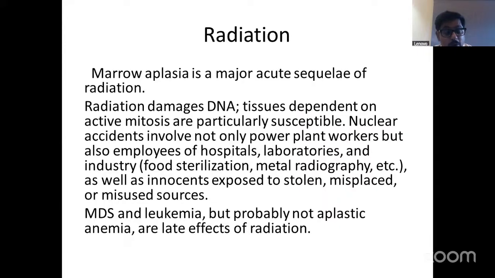Marrow failure is not caused by a late effect of radiation. So marrow failure or marrow aplasia is a major acute sequela of radiation. And what does radiation do? Radiation damages the DNA, and the tissues dependent on active mitosis, which are the hematopoietic stem cells, are particularly susceptible. And interestingly, nuclear accidents do not occur in war only.